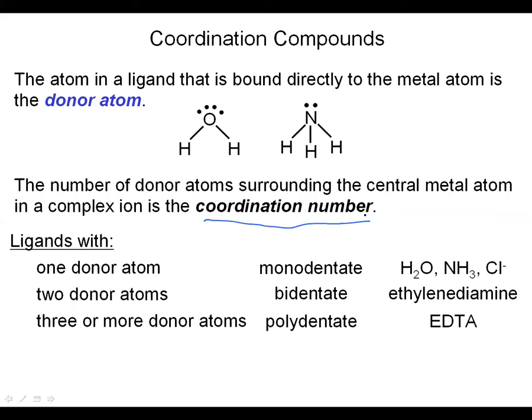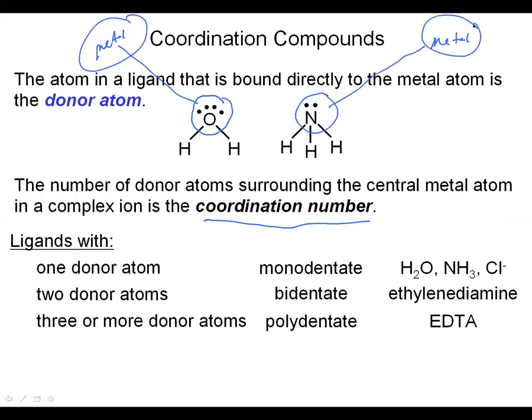So for example, when water, or the NH3 that we see here on the screen, attach to the metal, for every water that attaches, it is the oxygen that goes and attaches to the metal. And same thing here with our nitrogen and NH3. It is that nitrogen atom that will go and attach to the metal in that case.